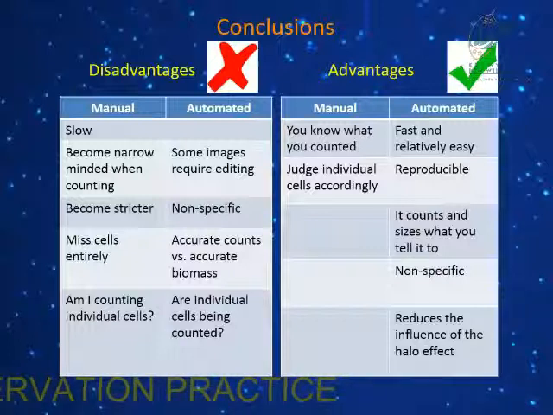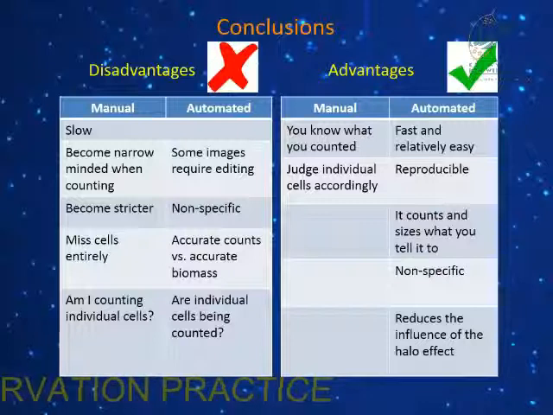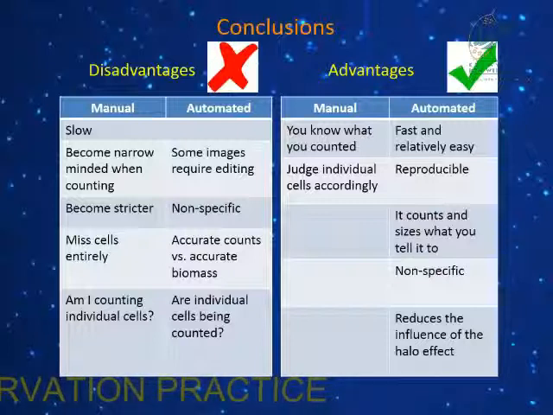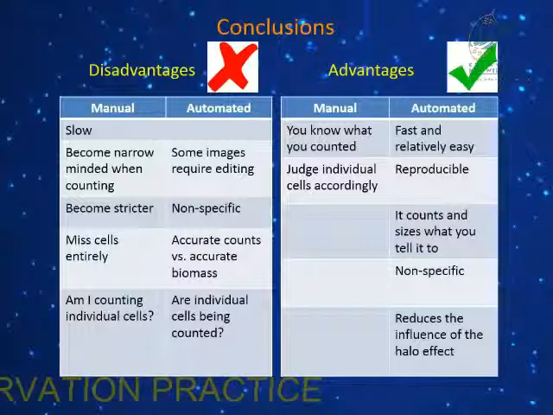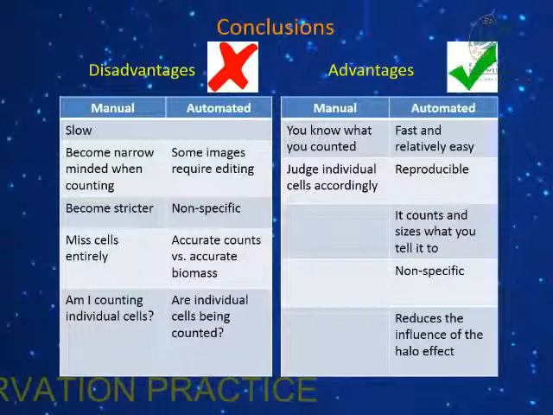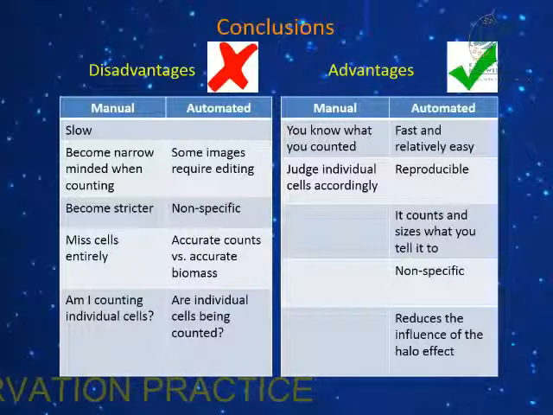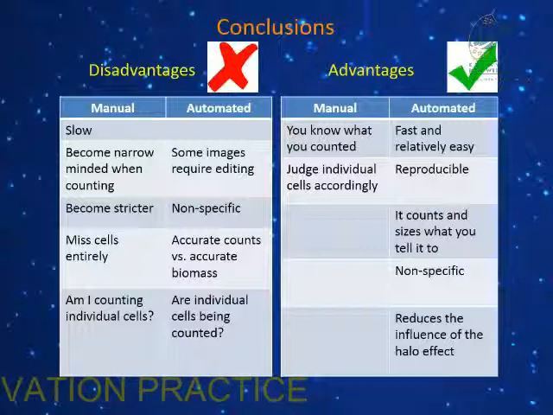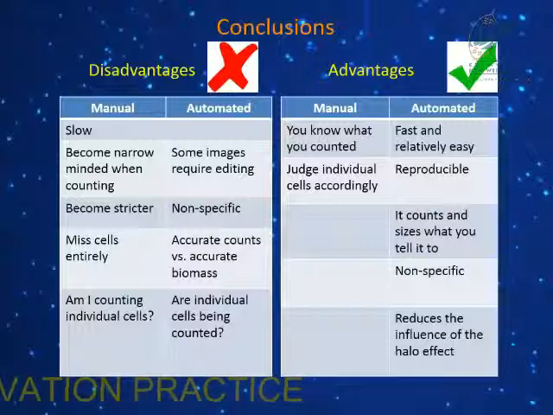Now, the halo effect is because the bacteria are shining brightly. It adds an additional angel's halo, a bit of light around the cell that doesn't actually exist. It just adds additional biovolume onto the cell. So using this automated system reduces this completely.